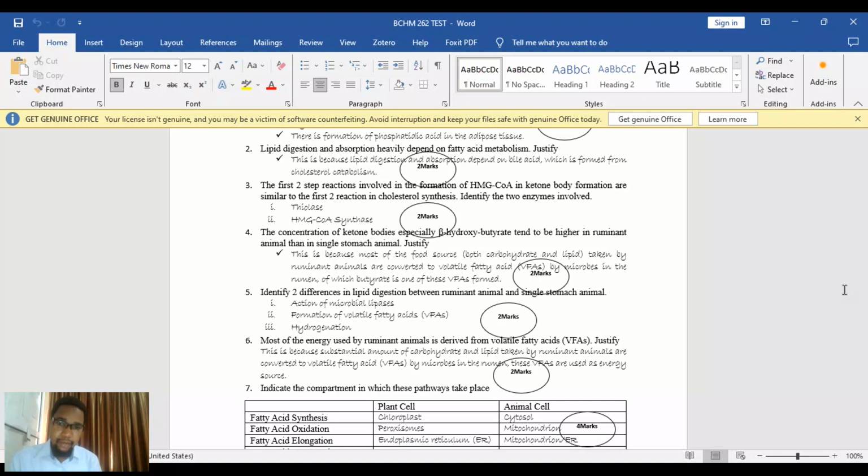Question 5 says identify two differences in lipid digestion between ruminant animal and single-stomach animal. Two differences. Remember, we mentioned the action of microbial lipase, formation of volatile fatty acids, and the hydrogenation reaction. I am a bit happy with this because some of you were able to give this, including the ones that beat around the bush, and even the last point, hydrogenation, which I wasn't expecting anybody to give, but of course some of you were able to give that.